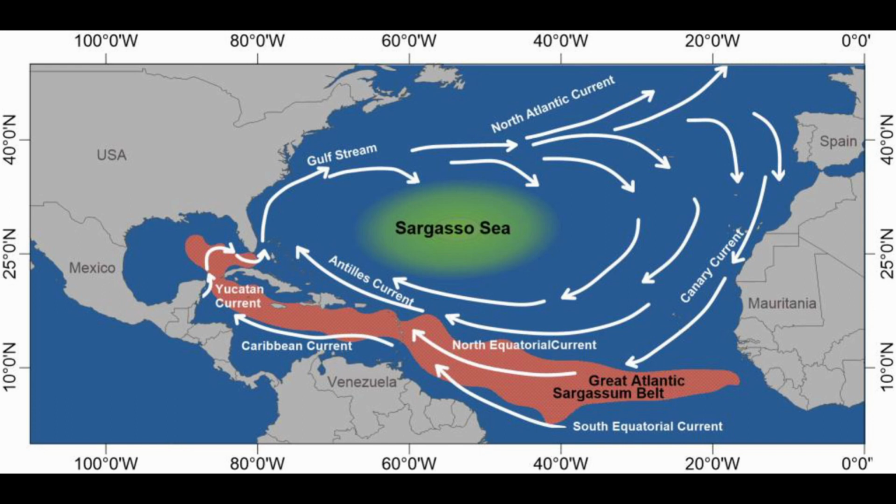In this case, we're talking about the Gulf Stream, the North Atlantic Current, the Canary Current, and the North Equatorial Current. And because of the way those currents operate, sargassum is very dynamic and can flow all throughout these areas, including the Sargasso Sea, the Caribbean Sea, the Gulf of Mexico, and the Gulf Stream.